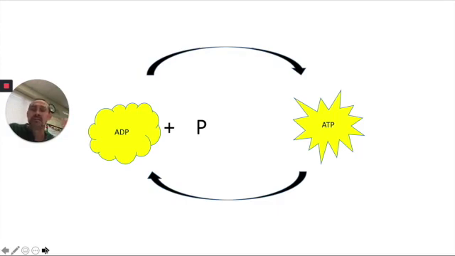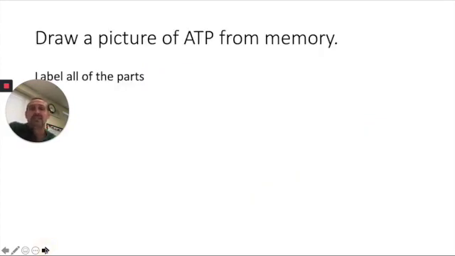All we need to do is add a phosphate to the ADP, the diphosphate, so adenosine diphosphate. We just add the phosphate and we can recharge that energy again. So see if you can draw a picture of that nucleotide ATP from memory.